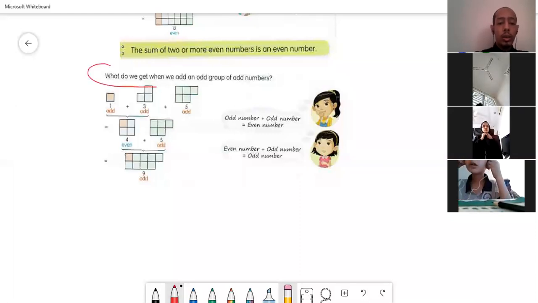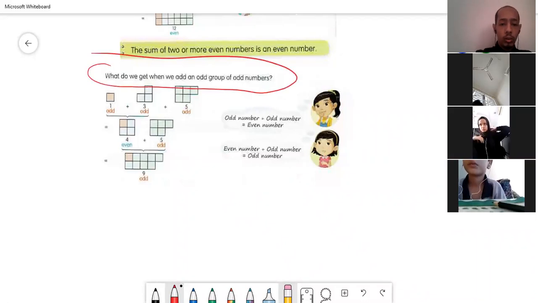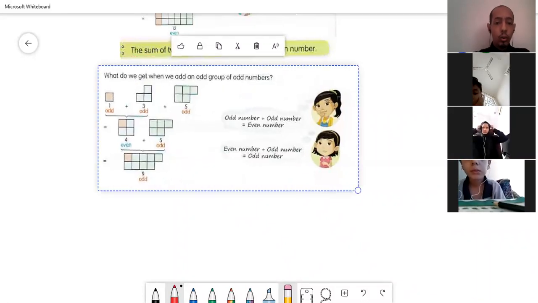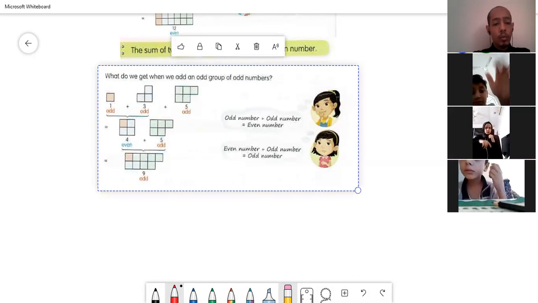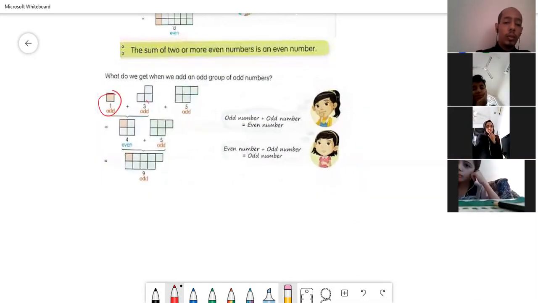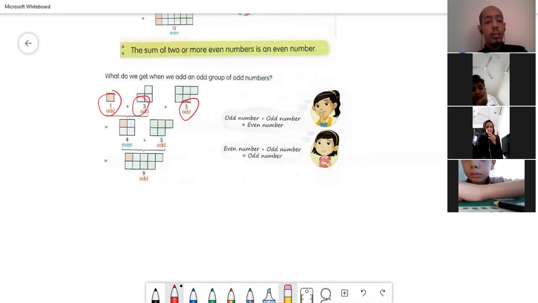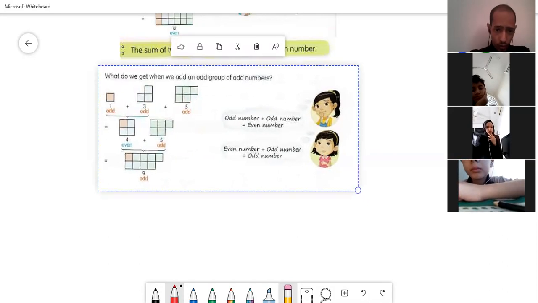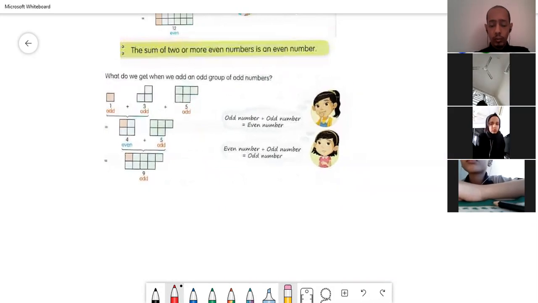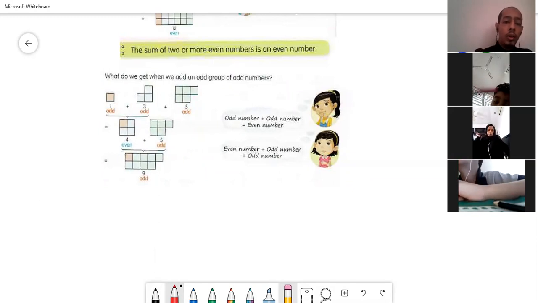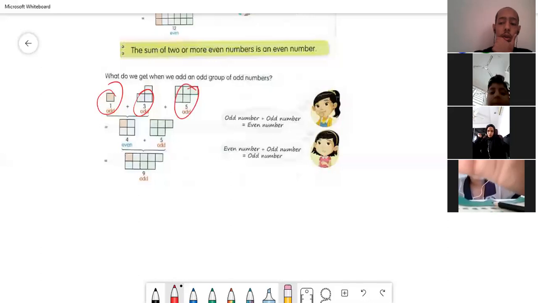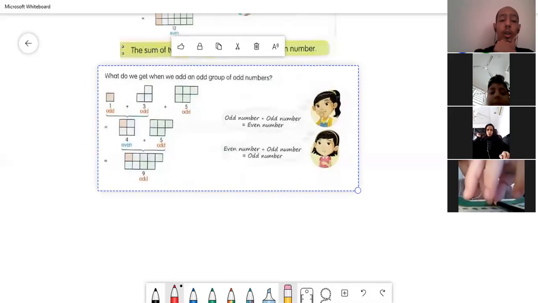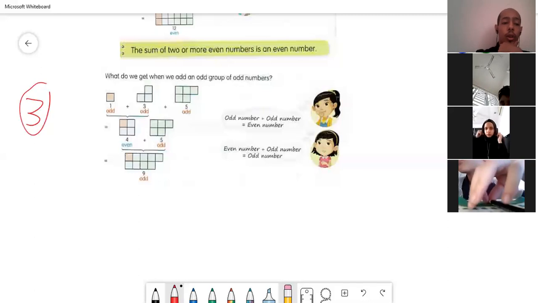So, what do we get when we add a group of odd numbers? For example, we have 1, we have 3, we have 5. All these numbers are odd numbers. So whenever we add them, how many numbers are we adding now? 2, 3, or 4? We are adding 3 numbers, right? 1, 2, 3 numbers. The 3 is odd, right?